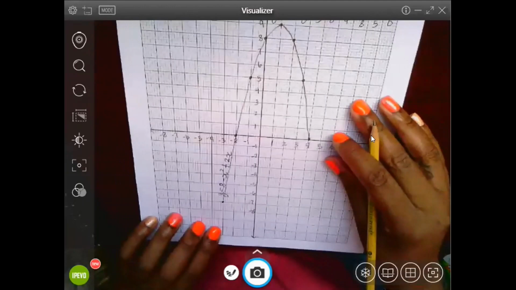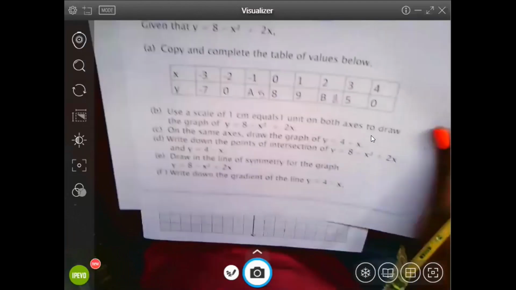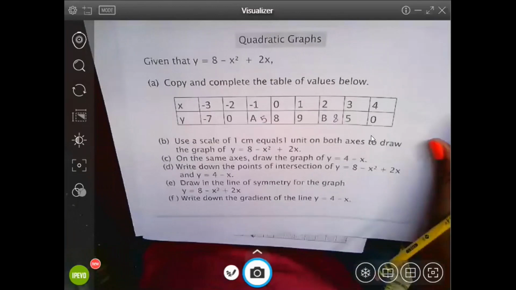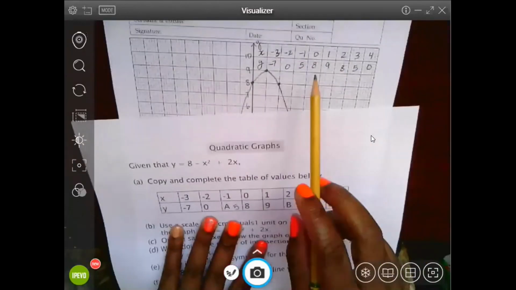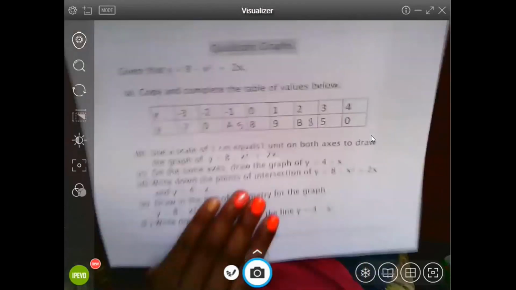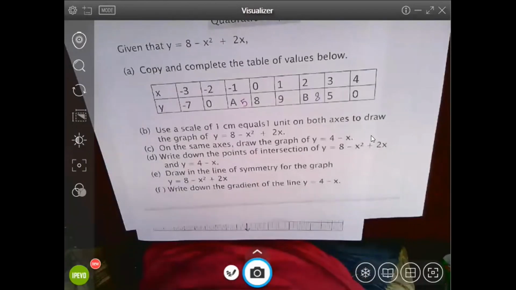Cool. So let's look back now at the question and take a look at what we've done so far. We've completed A because I have my table on my graph. We've completed B, which asks me to draw the function y equals 8 minus x squared plus 2x.